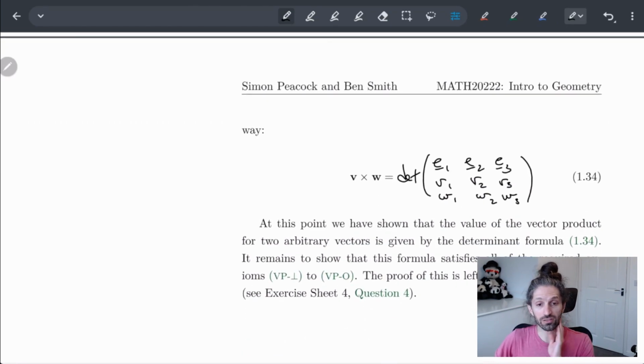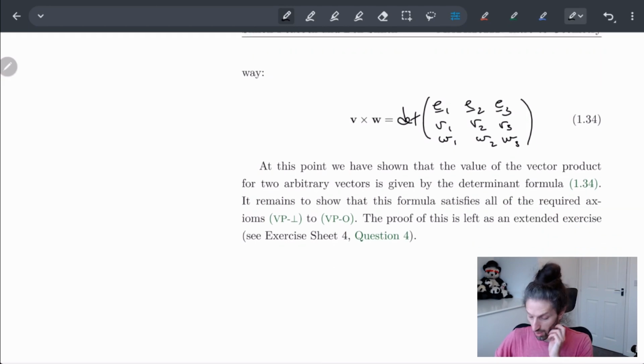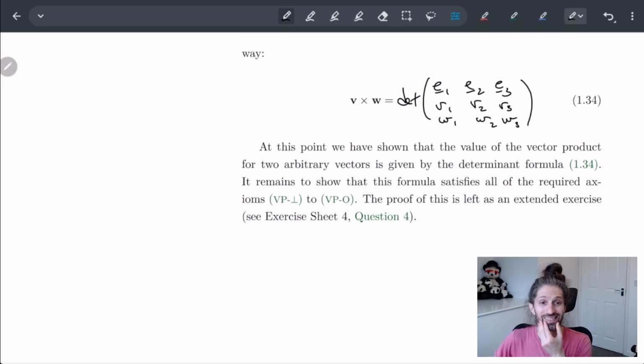So we're going to stop here for now. The rest, the existence, is actually left for an exercise. So we're going to leave it for that. And what we're going to want to show is that this satisfies all of the required axioms. In other words, if I take this determinant, that this gives me all of the things.